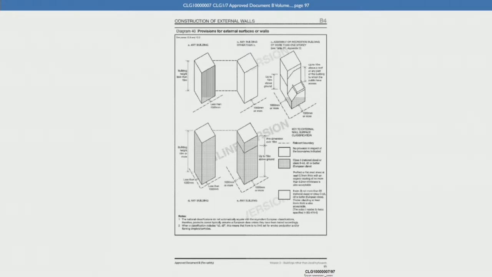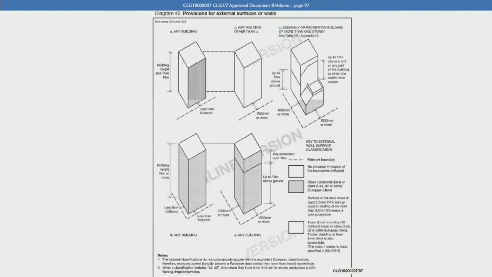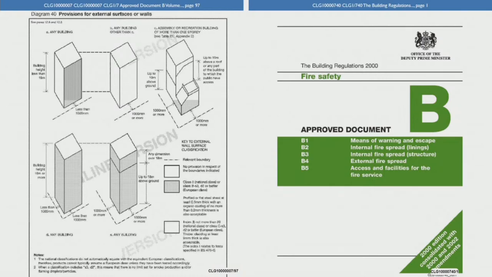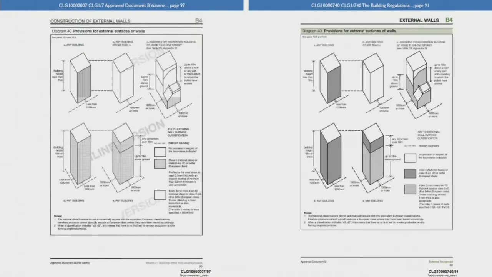But could we also have up at the same time, please, the previous version of this document, which is CLG 140740. This is, in fact, the 2000 version with the Euro amendments in 2002. And if we can go in that document, please, to page 91. You can see them. So what I'm showing you here, just to be clear, is on the right-hand side, we've got the 2000 ADB as amended in 2002 to insert the Euro amendments, which we've seen before. And on the left-hand side, we've got diagram 40 as amended in 2006.